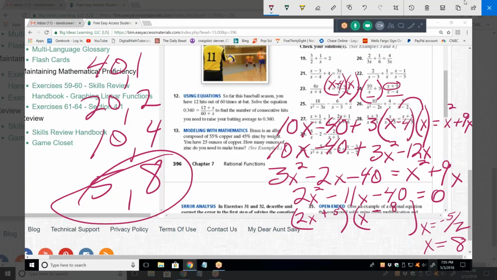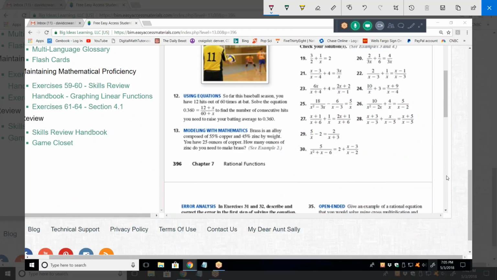All right, so we got one more here, 25, right? What am I multiplying everything by on 25? x minus 3 times x, right? Exactly. Or x squared minus 3x. That's what that is, but we're going to multiply it like that. What's that make the left side equal?